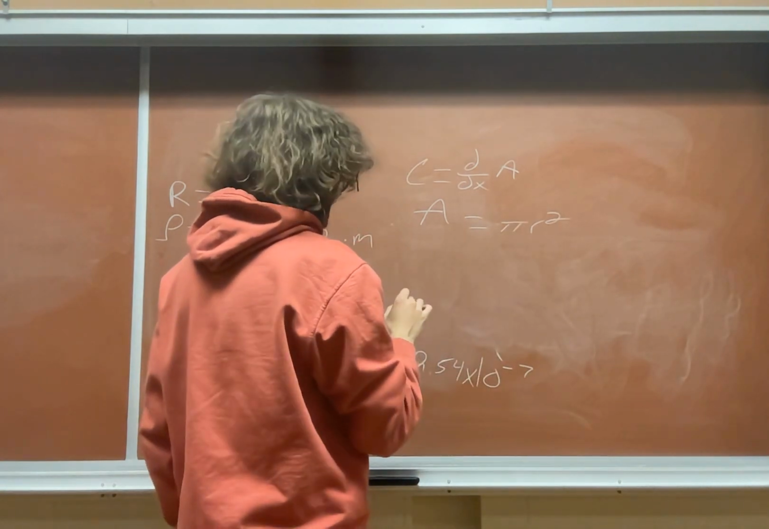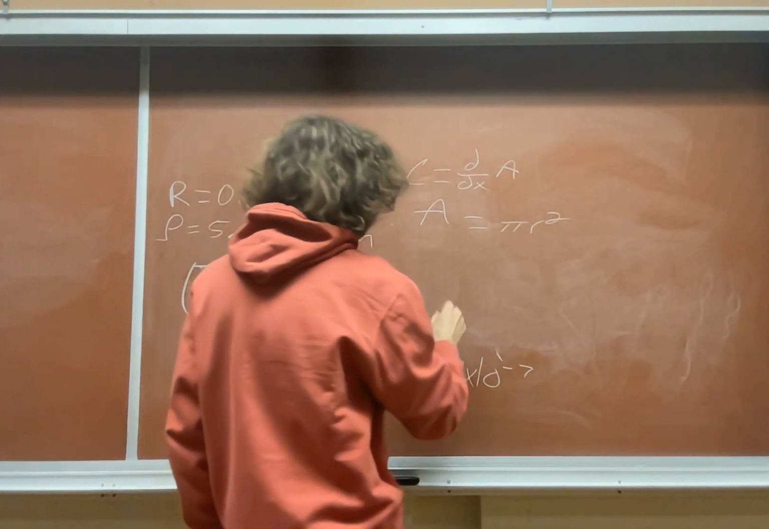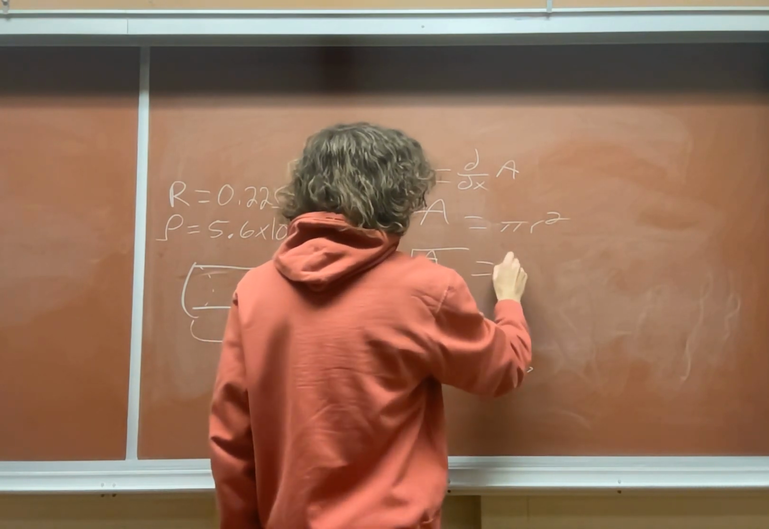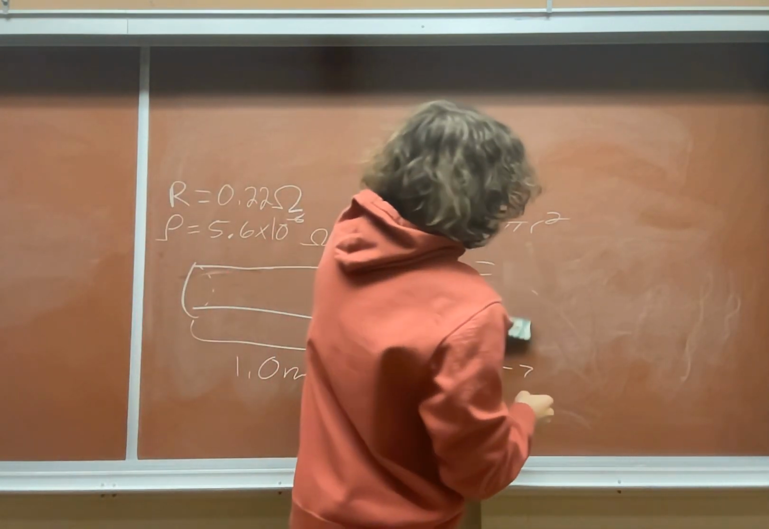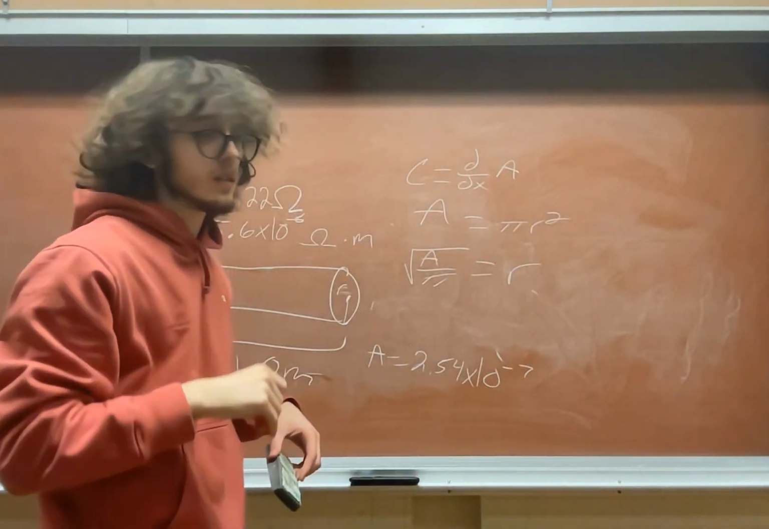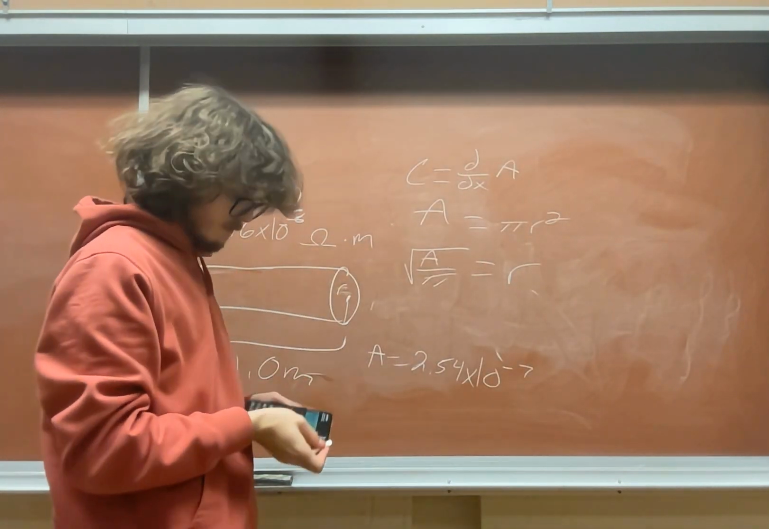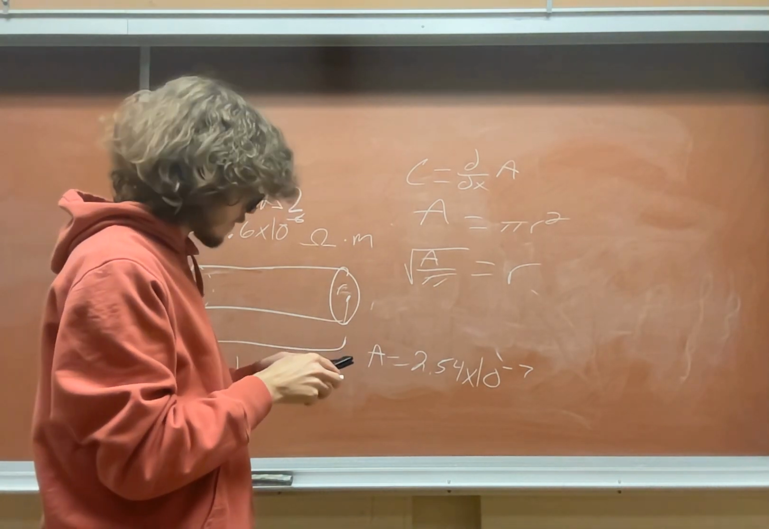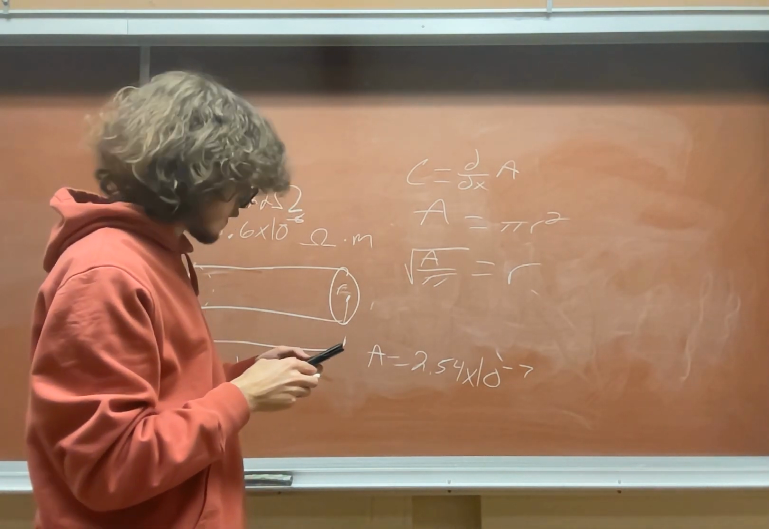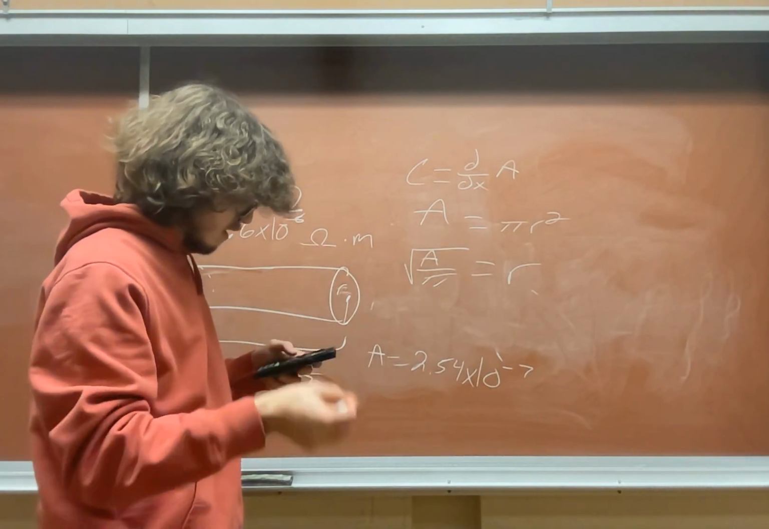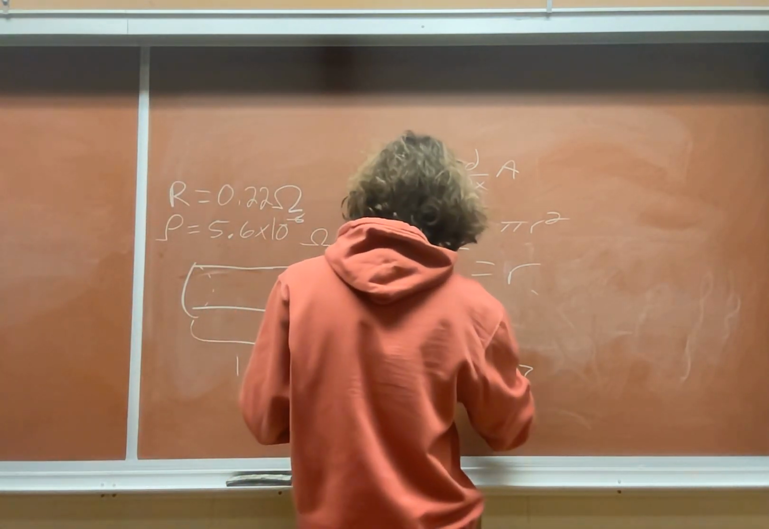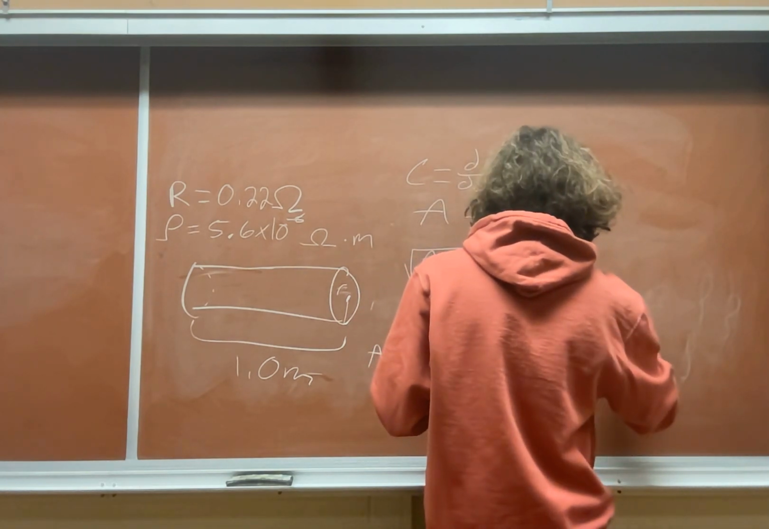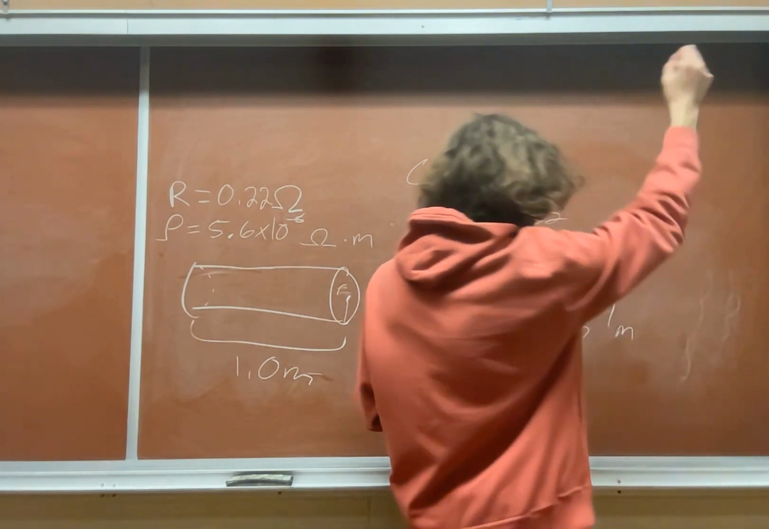Literally all we have to do is plug in the area and solve for radius. So this is going to be the square root of A over pi equals r. Not big R, that's resistance. Little r, that's radius. Okay, so let's go ahead and find that. Square root of the area, 2.54 times 10 to the negative 7 over pi. And we're going to find that the radius is 2.84 times 10 to the negative 4, and that's going to be in meters.